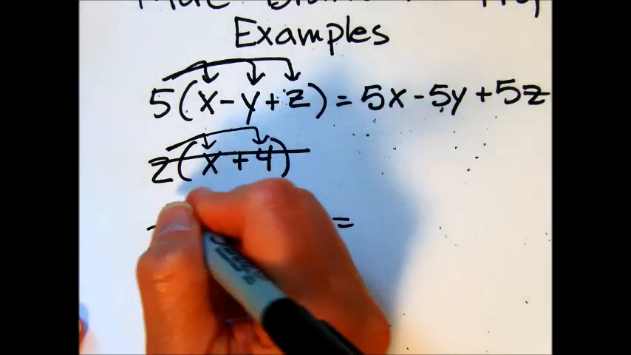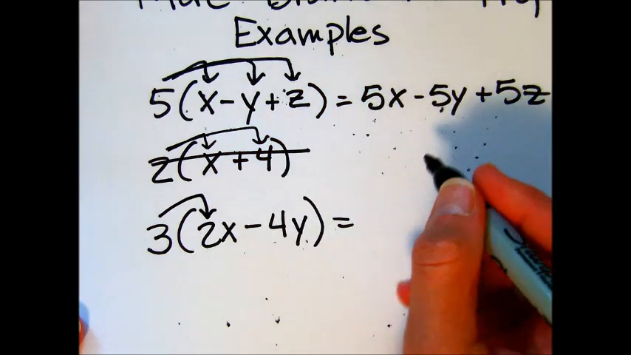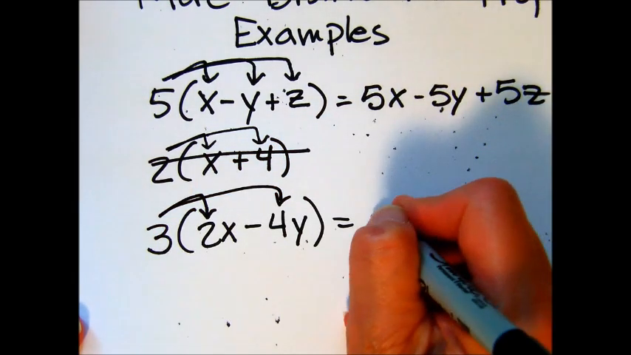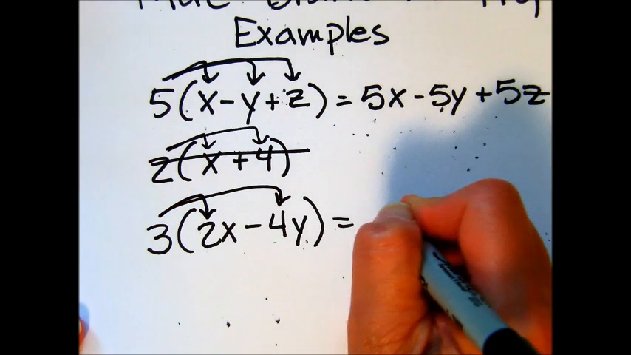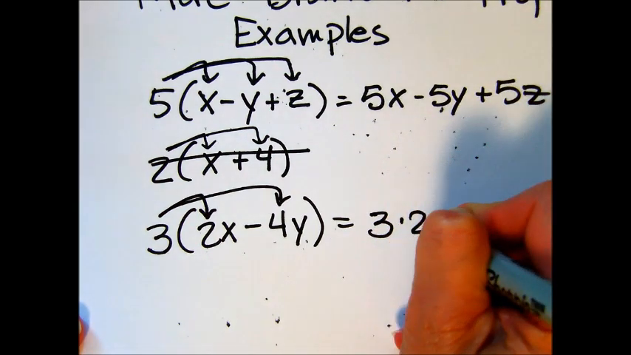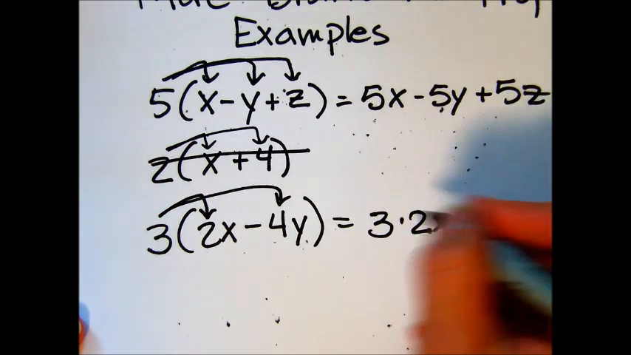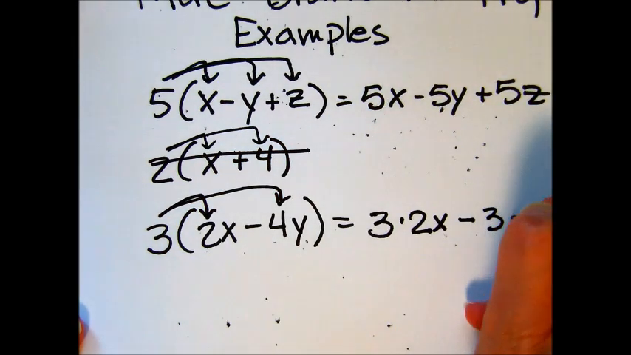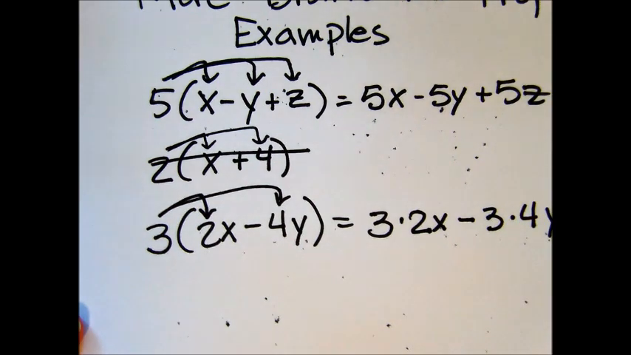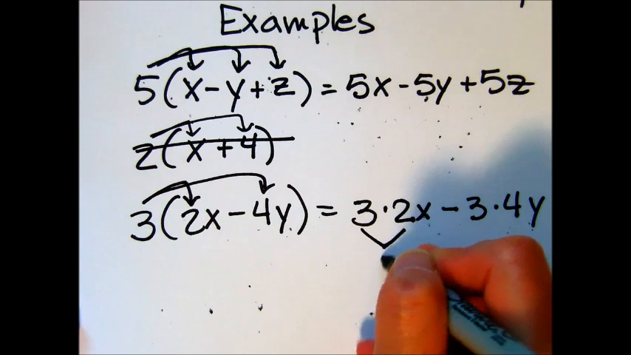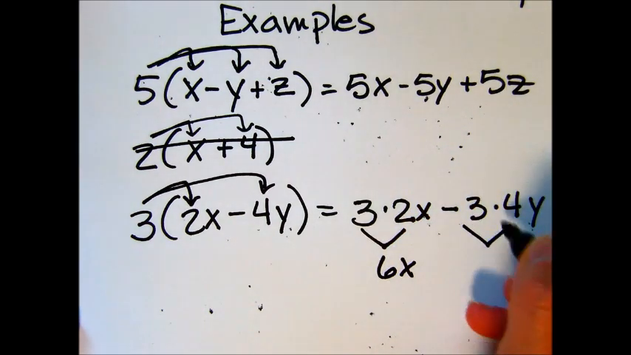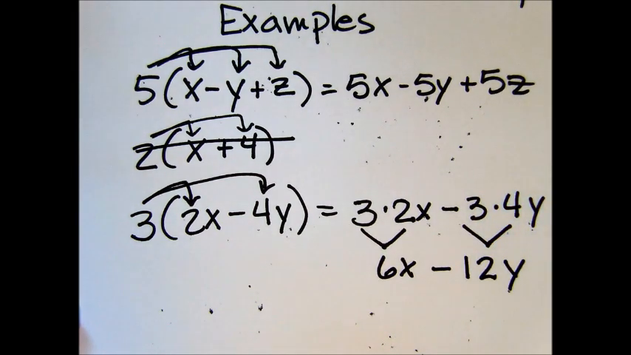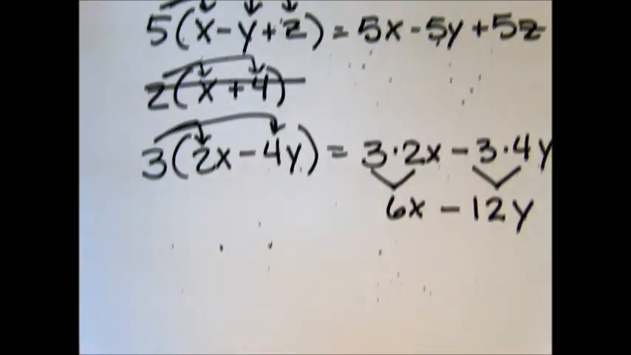In this case, we're going to multiply the numbers first and then the variable. And I'll show you. So 3 times 2 is 6x, and I'll go ahead and write it out. So 3 times 2, and then the x, and then 3 times negative 4, so that's going to be minus 3 times 4y. So here we've got 6x, and then negative 3 times 4 is negative 12y. Okay, you might see some examples of this.